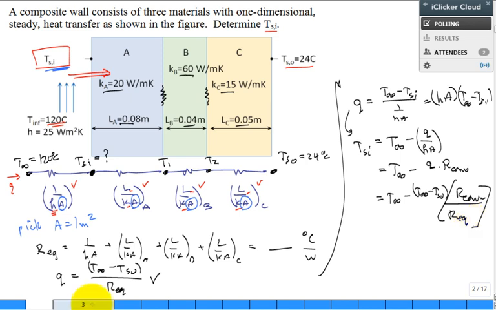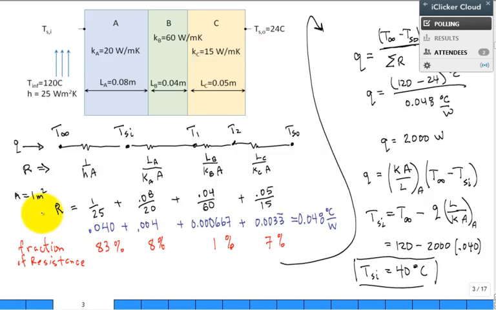Let's go ahead. I think I have it worked out on the next slide. So, I calculate the resistors. I get a total R. Notice the units, degree C per watt. I backtrack and I say, well, what is that fraction of resistance due to the convection? What's the fraction due to the conduction through slab A? What's the fraction of the resistance due to the conduction through slab B? And the fraction due to conduction through slab C? And I see that the vast majority of the resistance to heat transfer is due to convection. 83% is due to convection.